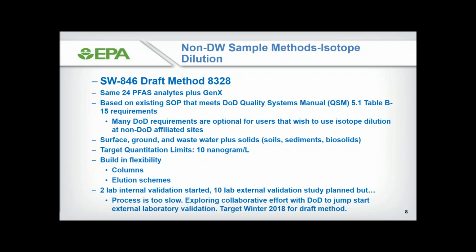We have two internal lab validations started. That's going well. We hope to move to a 10 lab external validation study. We all recognize with an EPA that this process, especially for 8327, just simply moved too slow. We know how desperately needed these methods are. So we're exploring a collaborative effort with DoD to jumpstart the external laboratory validation. We'd like to target, and this may be overly optimistic, and it probably is, but we'd still like to target winter 2018 for a draft method.